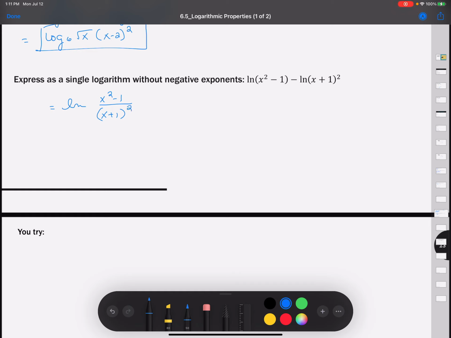squared. Okay, so I have it written like that, but notice that I can rewrite the top as x plus 1 times x minus 1 because that's a difference of squares, and then the bottom I can write it as x plus 1 times x plus 1. Now notice that these two will become 1. So this becomes natural log of x minus 1 divided by x plus 1. And that will be my final answer.